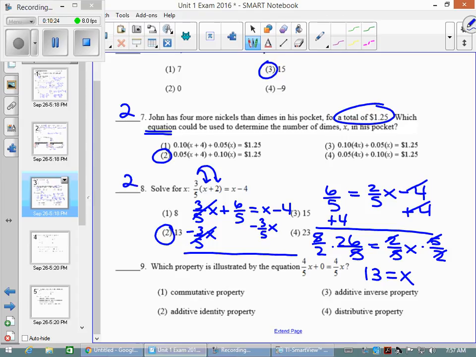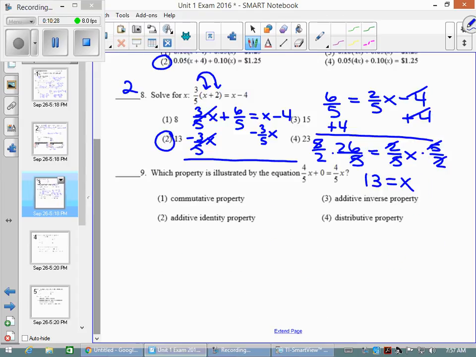Okay, for question 9, it says, which property is illustrated by this equation? Well, I'm taking the number 4/5 x, I'm adding something to it, and I'm getting back the same thing. So the number 4/5 x is not changing its identity by being added with the number 0. So the additive identity property tells us that if you add 0 to a number, you do not change that number's identity.